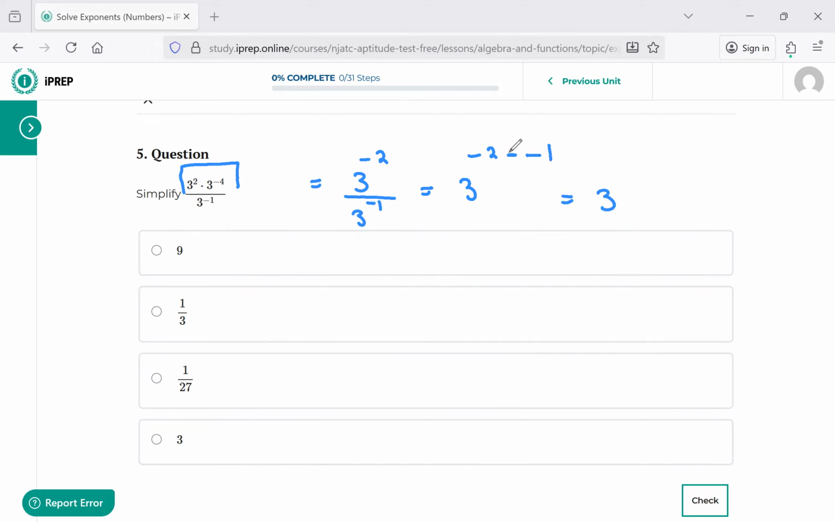What happens when you have two negatives? It becomes a positive. So negative 2 plus 1 is negative 1. Do you see our answer? No, because we have to put it as a positive power. How do I write 3 to the negative 1 as a positive power? It would be 1 over 3.